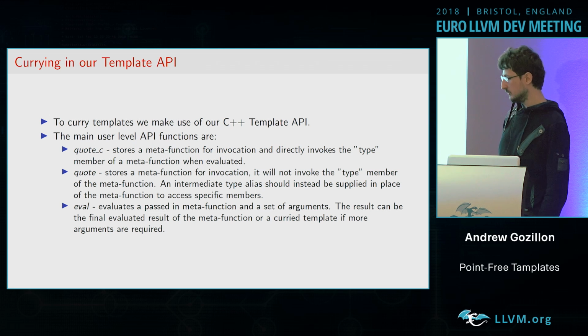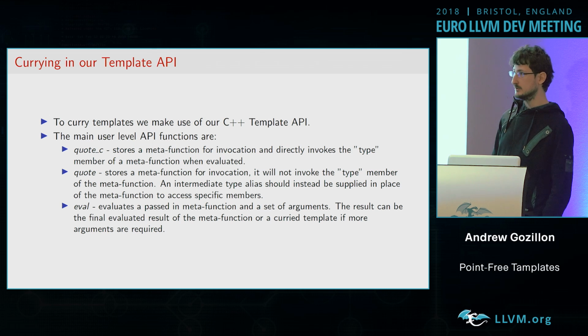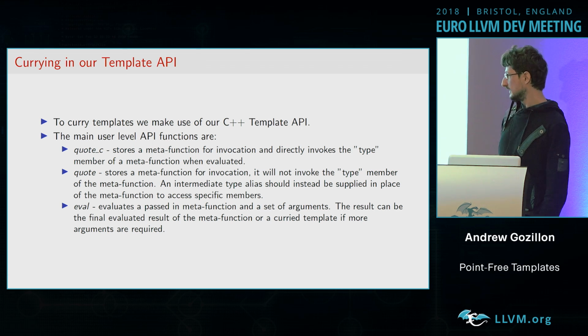template. Quote is a little bit different. It requires you to have a using alias in between it, because it won't access the type member of a function on its own. It's so you can access other things. So maybe you don't have a template with the type member named type. You have it named something else. You can use an intermediate type alias to get access to that when evaluating.